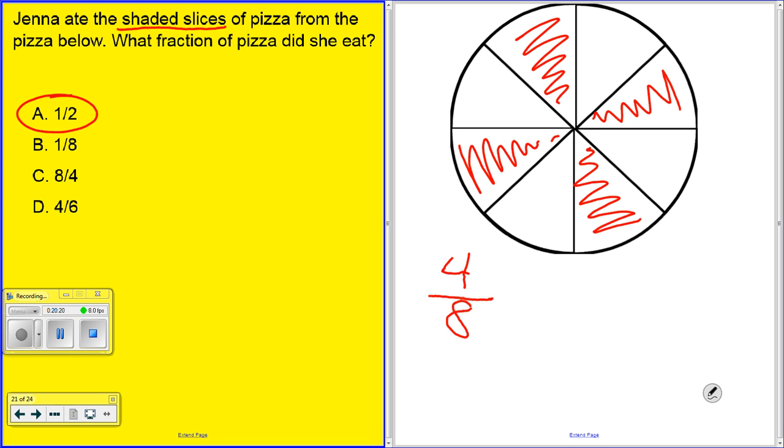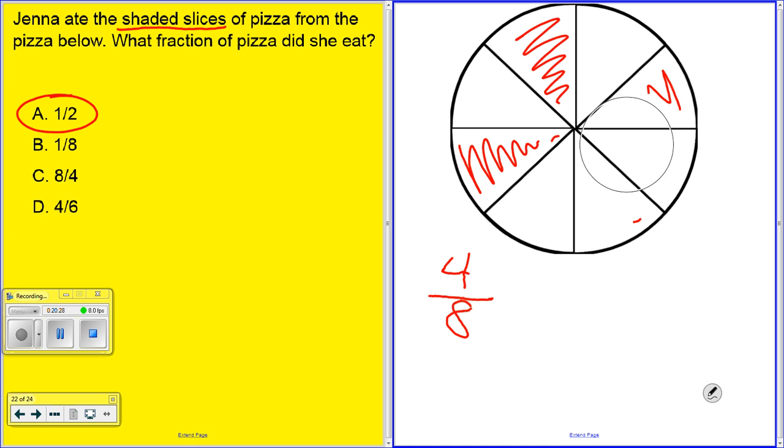Can I show you something? Remember when we did mystery fractions and we talked about how it didn't really matter where we colored? I'm going to recolor Jenna's slices in a little bit different order. So I'm going to erase those two, and instead of putting them over here, I'm going to put her 2 slices like this.